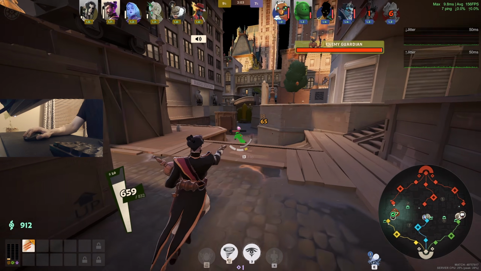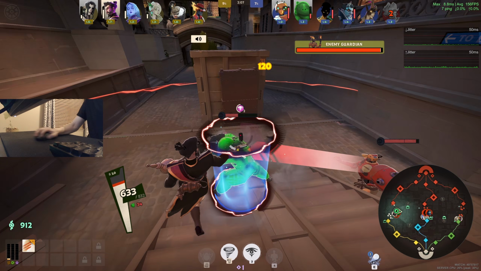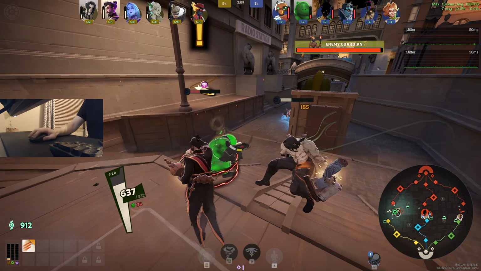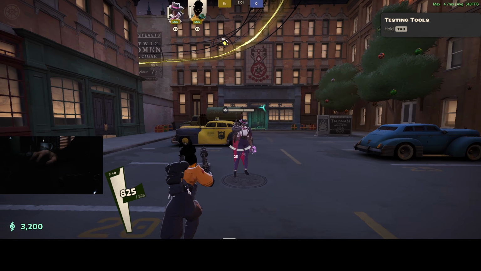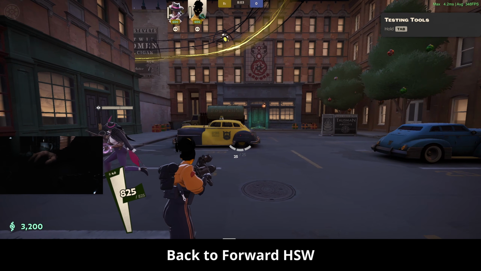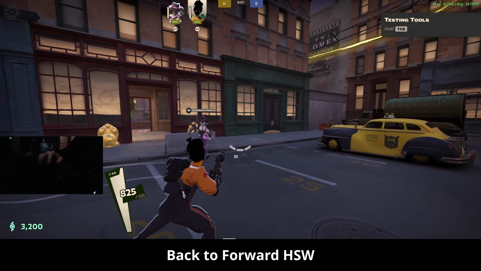We generate connections between strafe aim forms because they are globally static, meaning they don't promote repositioning. In doing this, we can create advanced strafe aim forms, promoting global repositioning. A few examples include back to forward half sideways, you move backward when your enemy goes right and forward right whenever your enemy goes left.